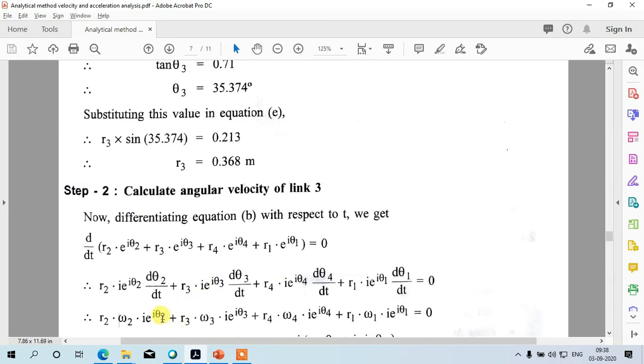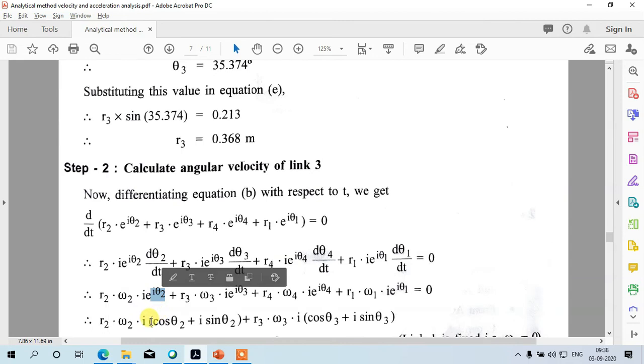Now what we'll do is follow the same procedure that we adopted for position analysis in the above step: simplify this term e raised to I theta. In place of e raised to I theta we will place cos theta plus I sin theta. Keep one thing in mind, that we already have I multiplied because of this differentiation. So I remains as it is, and cos theta 2 plus I sin theta 2. Similarly, the same procedure for the second term.